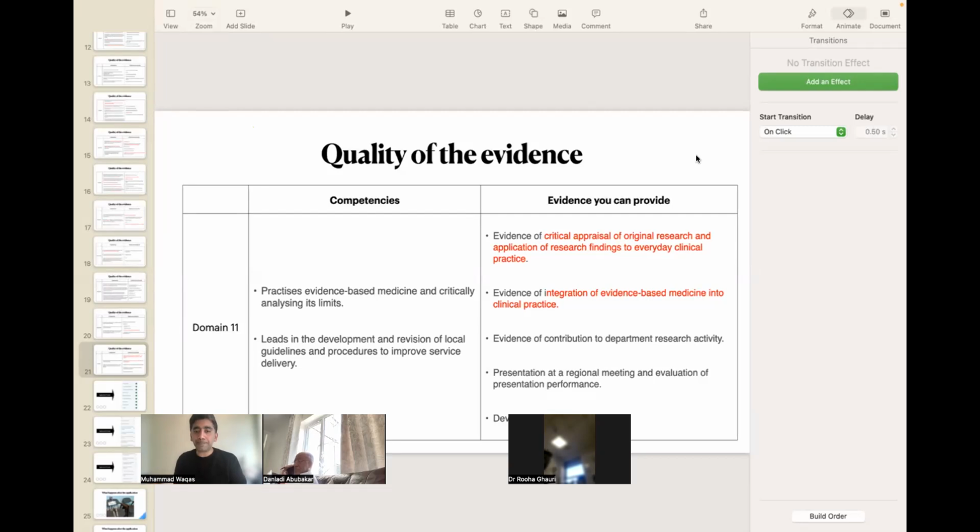Hannah is the next one to ask a question, please. So I was asking about triangulation of the evidence. Are you coming to that point?